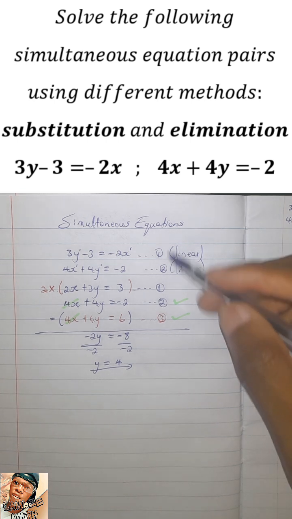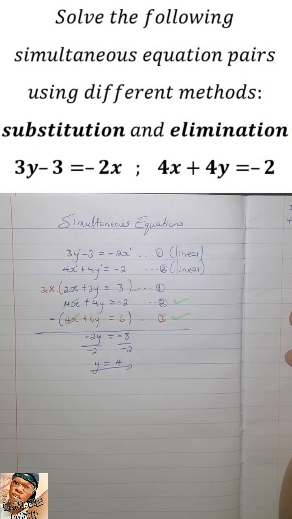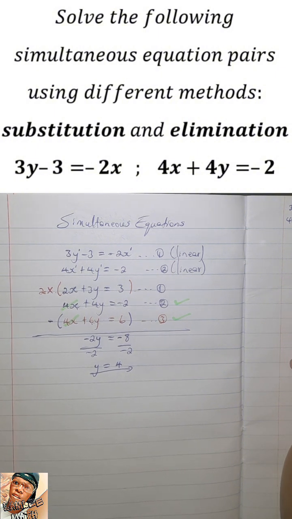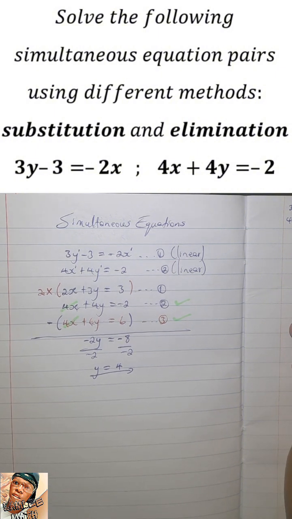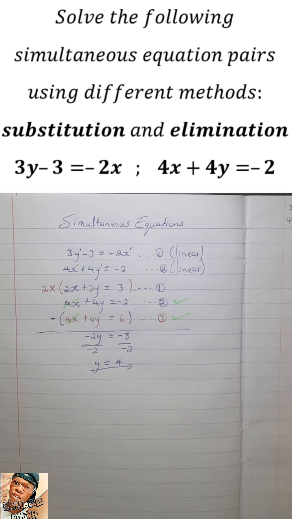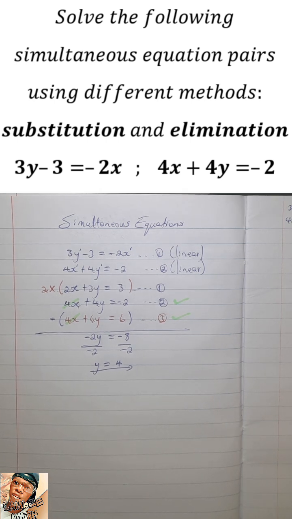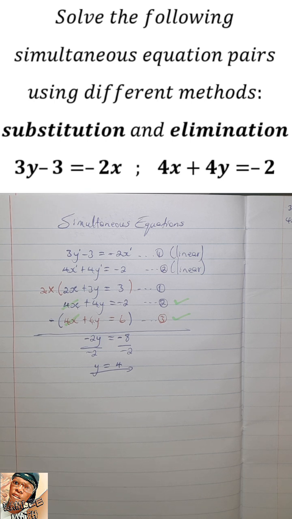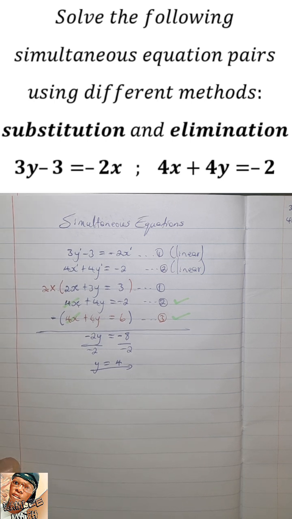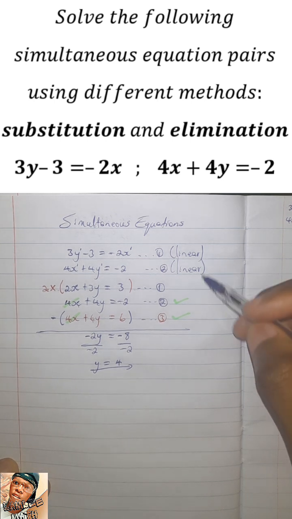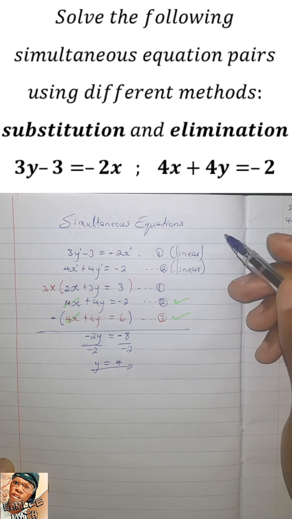Because both these equations were linear, we're only going to get one value of y. Unlike the equation that we have done previously, where we were solving simultaneously using the substitution method, we got two values of both y and x. But in this case we're going to only get one value of each, x and y, because these equations are both linear, right?